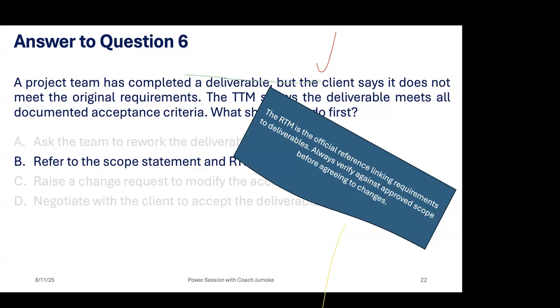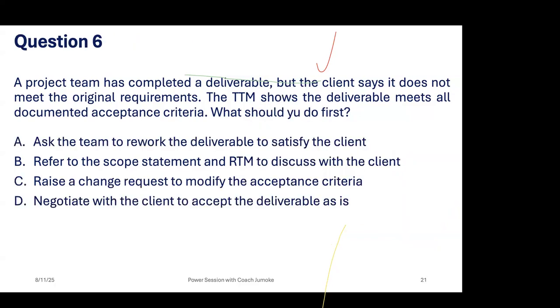Not everything is a change request, though. This is not a change request. A project team has completed a deliverable, and it's at the point where the deliverable is handed over that the client says, no, it has not met the original requirement. It means the client doesn't want to validate the scope of this deliverable.